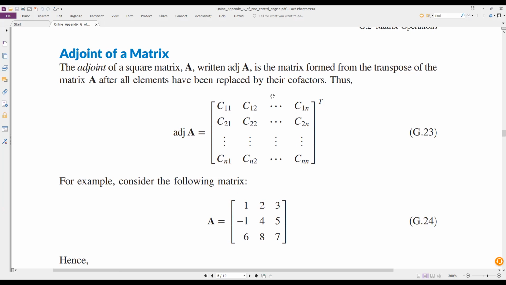So adjoint. The adjoint of a square matrix A, written as adj A, is the matrix formed from the transpose of the cofactor matrix of A, after all elements have been replaced by their cofactors. So all elements need to be replaced by their cofactors.